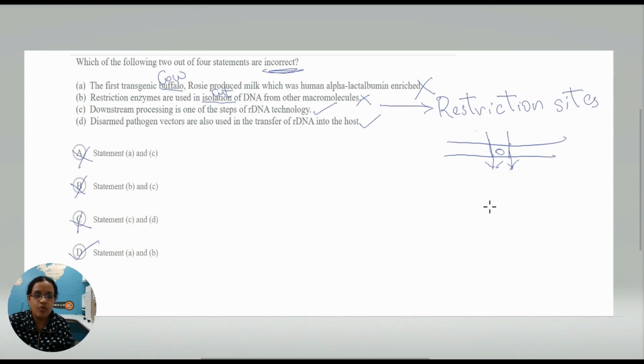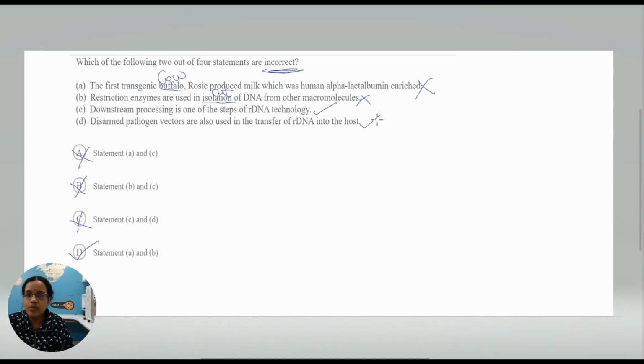Now, let's see option C. C is telling us that downstream processing is one of the steps of our DNA technology, and yes, that is true. Downstream processing is the final step of our DNA technology. When you are interested in getting a transgenic product, whether it may be a medicine, a protein, or any therapeutic product, you will get it in combination with various other compounds and substances. So, to get the product of your interest, you need to eliminate all the unrequired ones.